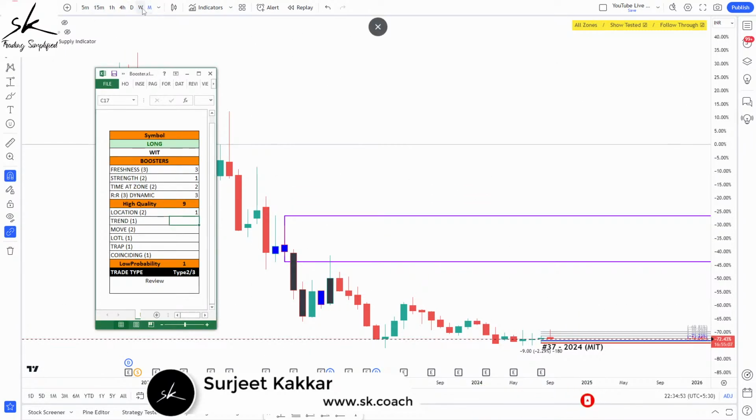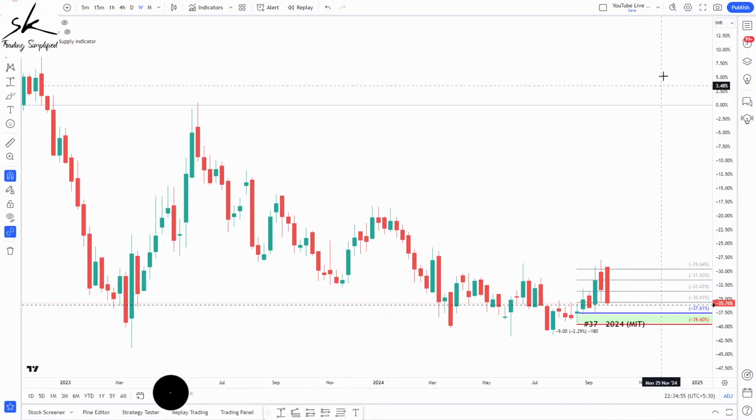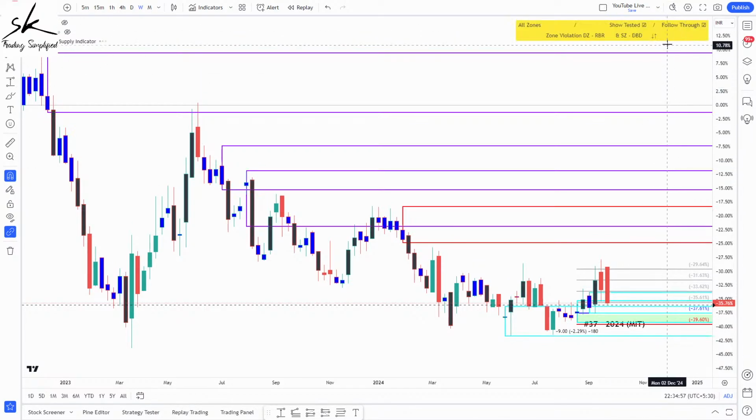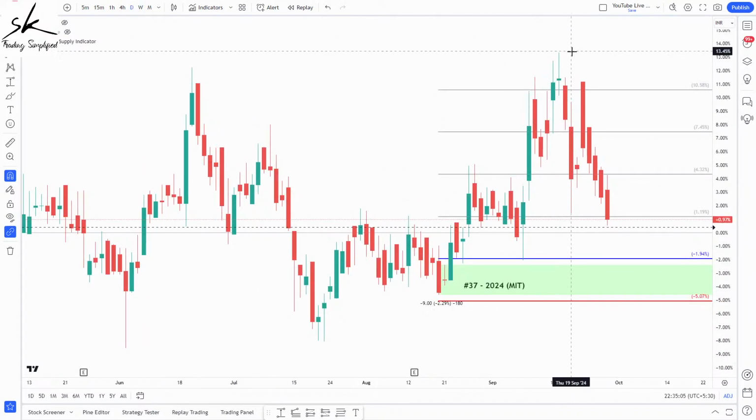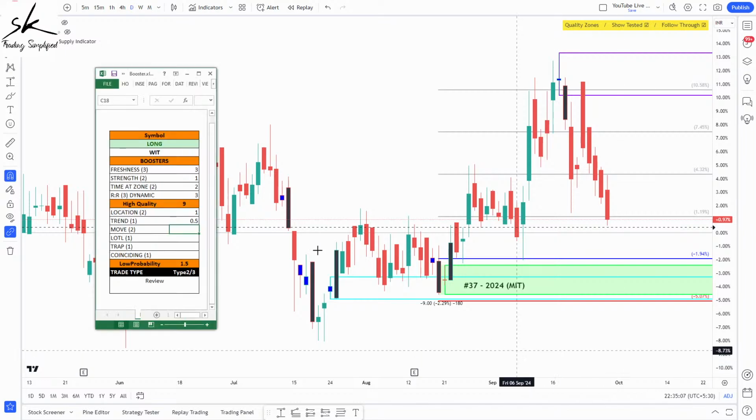Talking about the trend, if I go to the weekly time frame, you can see I am in a sideways trend, which is perfectly fine, and gets a score of 0.5. Move from the zone: we need at least 4 is to 1, which has already happened. In fact, maybe a 5 is to 1 move has already happened, so it gets a score of 2. It was a case of level on top of level, and it is also coinciding.